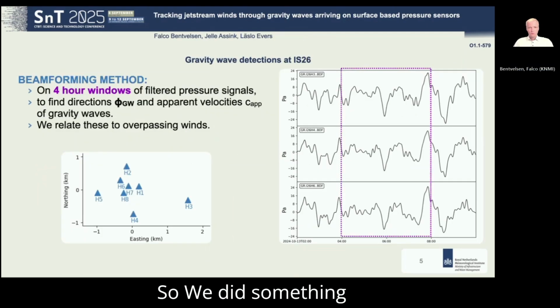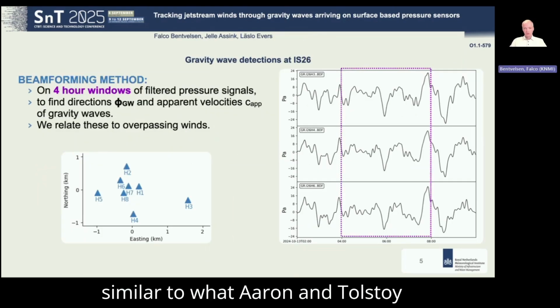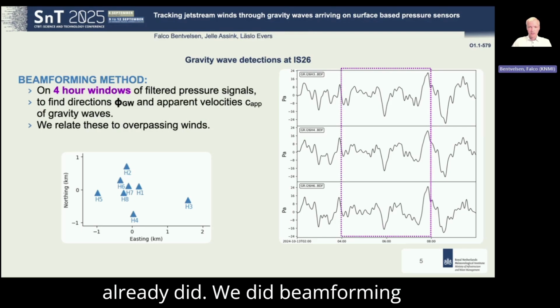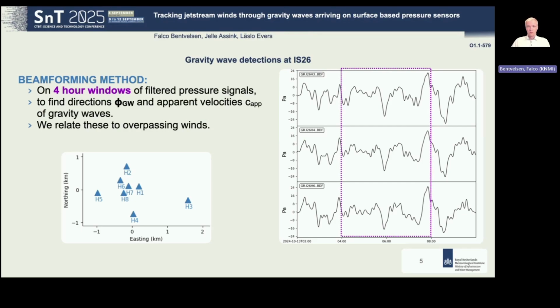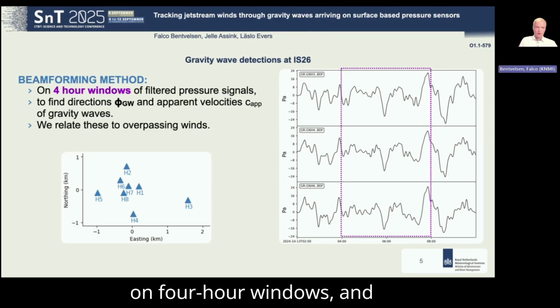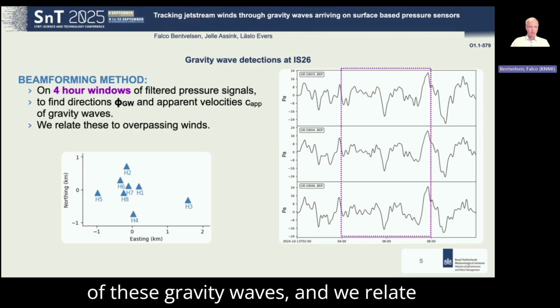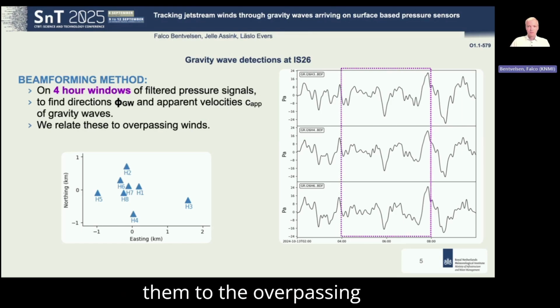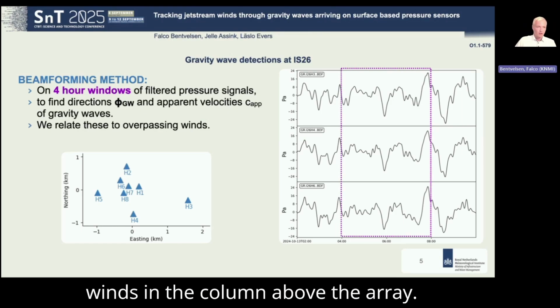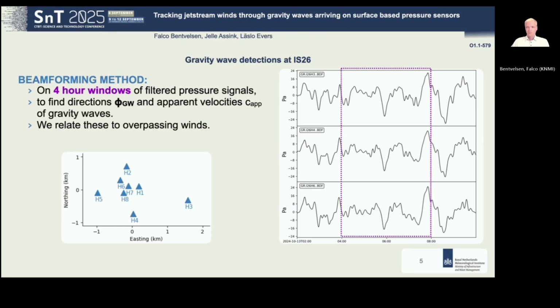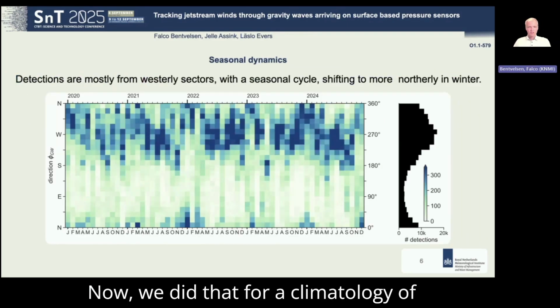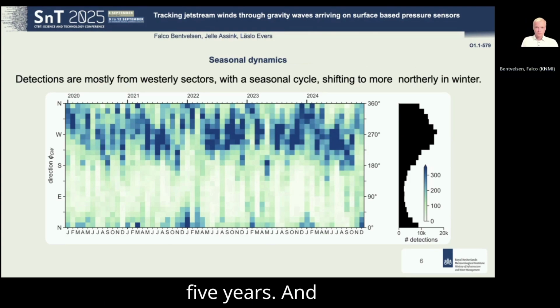So we did something similar to what Heron and Tolstoy already did. We did beamforming on 4-hour windows, and we retrieved the parameters of these gravity waves, and we relate them to the overpassing winds in the column above the array. Now we did that for a climatology of 5 years.